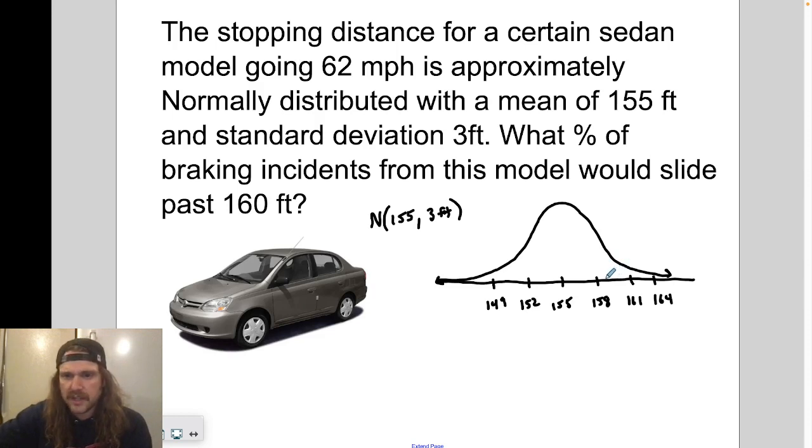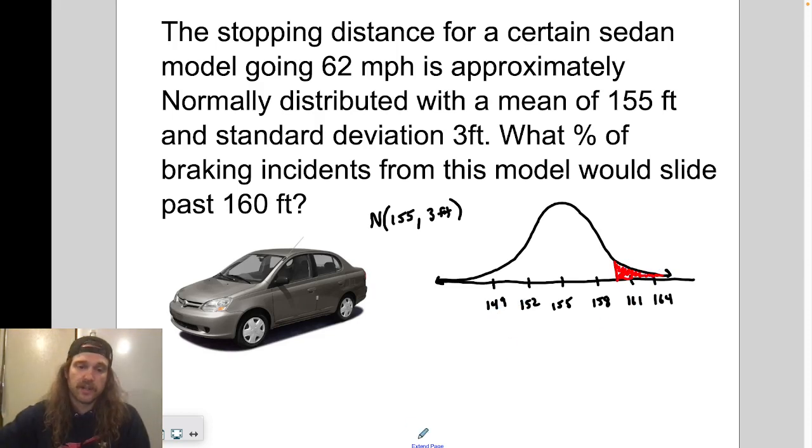So 159, 160, 161. So we're looking really for what percent of accidents from this model would slide past 160 feet? Well, that is this area, about what percent? So we can shade the area, and you have to shade the area on the exam.